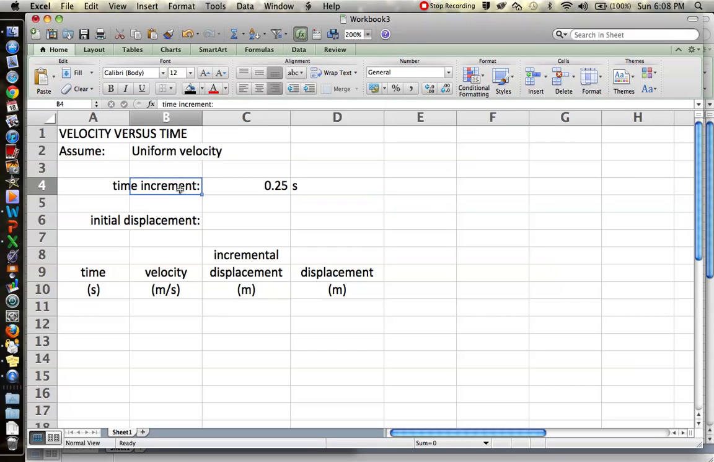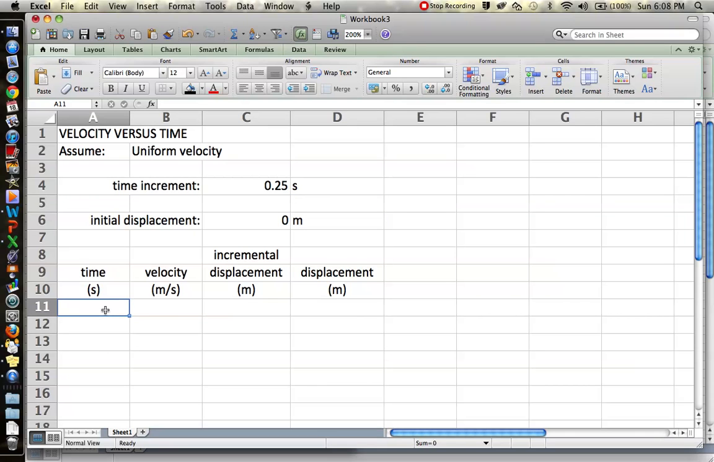Notice that this heading here has been right justified, so normally it would look like that, left justified, but I've put it in as right justified, same as this one. Initial displacement, I'm going to say 0 and meters. Notice that these two numbers here must be the only thing in the cell. You can't have any letters in that cell for the formulas to work further down.